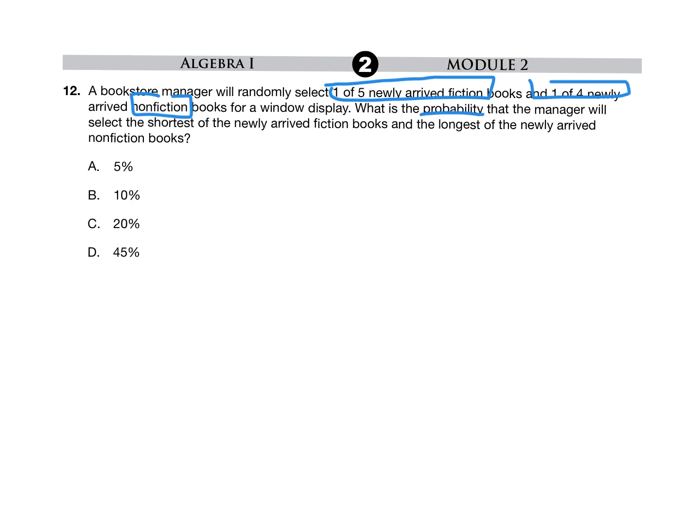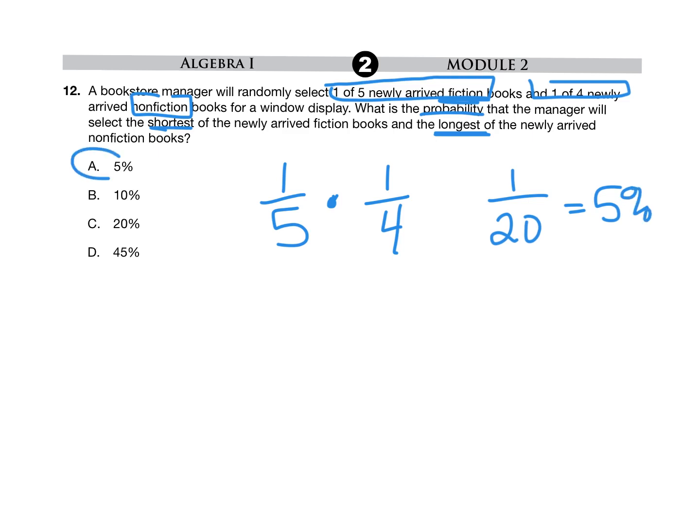So let's think about this. I've got 5 new fiction books. Well, only 1 is going to be the shortest, so there's a 1 in 5 chance that you're going to get the shortest book. And then there's only 1 that's going to be the longest of the nonfiction books, so there's a 1 in 4 chance of getting that. And so when we have the probability of these independent events, we multiply them. So 1 times 1 is 1, 5 times 4 is 20. So it's a 1 in 20 chance that this would happen in the window display. The 1 in 20 chance, as a percentage, is 5%. So that matches up with answer A.